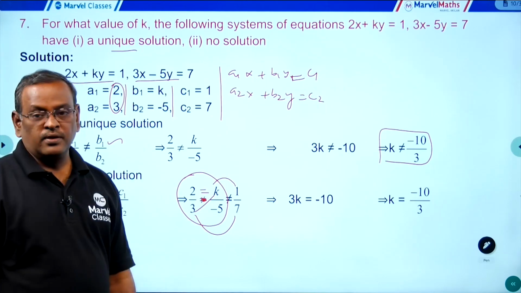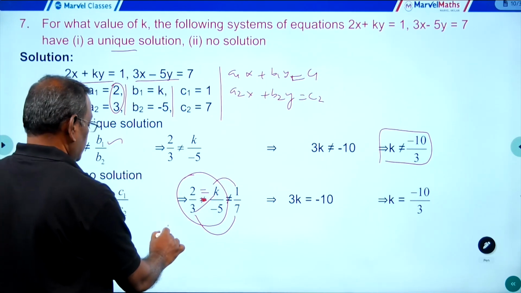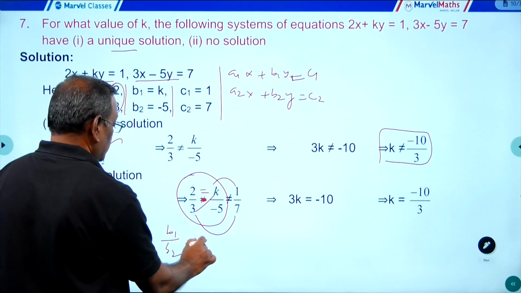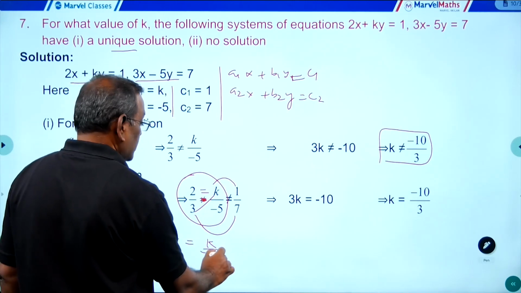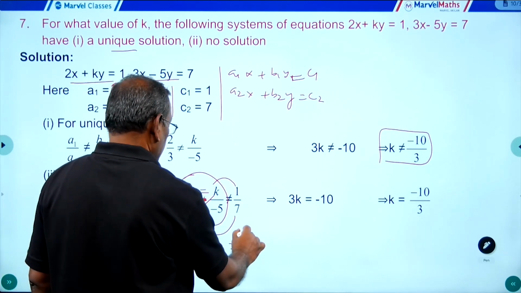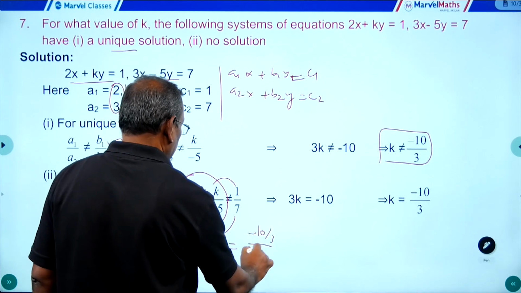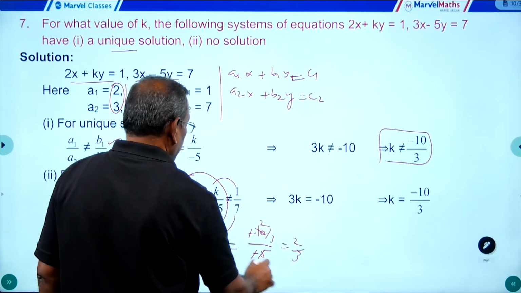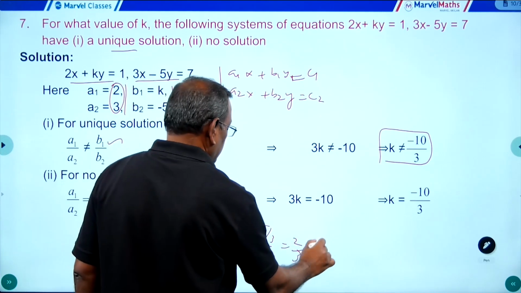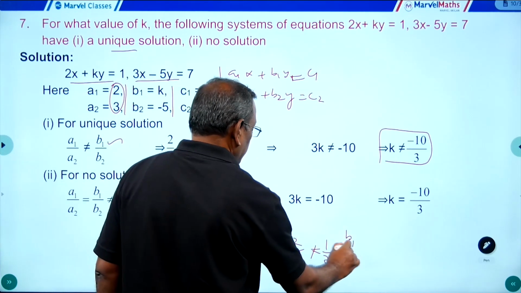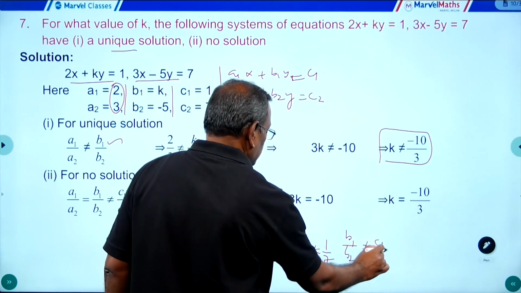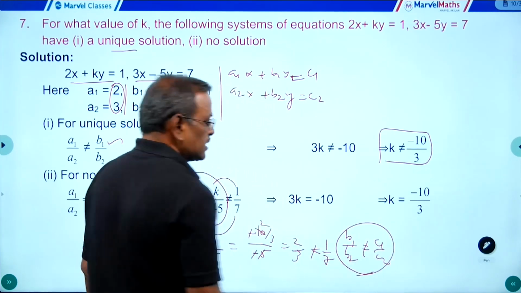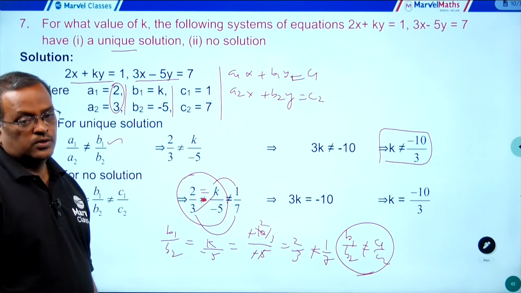B1 by B2 not equal to C1 by C2. What is B1 by B2? B1 by B2 equal to K by minus 5, but K equal to minus 10 by 3, so by minus 5, these two get cancelled. This is 2 by 3. But what about this? This is not equal to 1 by 7, and hence B1 by B2 not equal to C1 by C2. This is a complete solution for no solution.